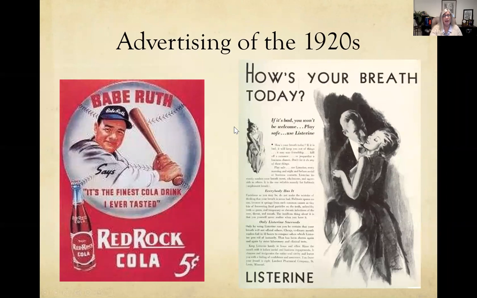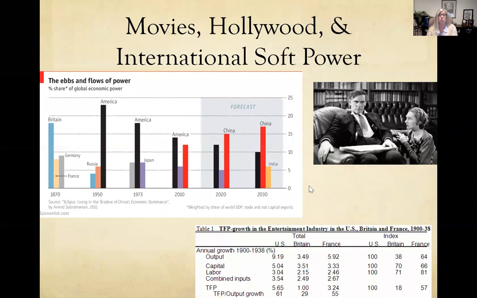So look at some of these advertisements. Now we have celebrity endorsements. There's Babe Ruth saying that he drinks Red Rock Cola. So then you're going to go out and buy Red Rock Cola. And then this advertisement for Listerine in the 1920s. So part of advertising is convincing the consumer that you have to have that product. So here, you've got the handsome man and the beautiful woman. And if you want to attract the handsome man and the beautiful woman, then you better have good breath. And the only way to do that is to use Listerine. So again, they're using this as a way to lure more consumers.